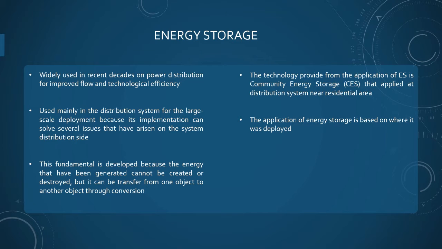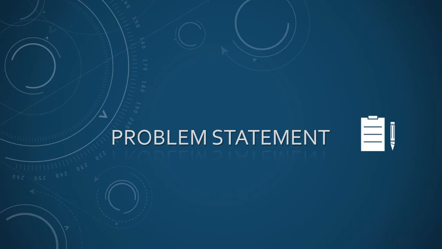This fundamental is developed because energy that has been generated cannot be destroyed or created, but it can be transferred from one object to another object through conversion. The technology provided from the application of energy storage is community energy storage, applied in a distribution system near the residential area. The application of energy storage is based on where it is deployed, for example at residential, commercial buildings, and so on.